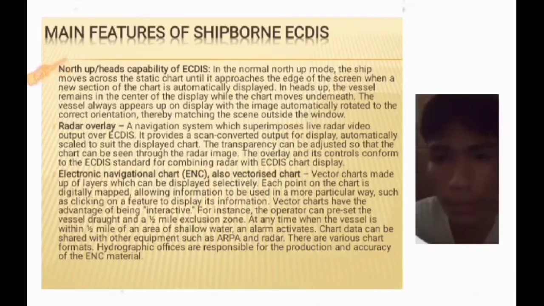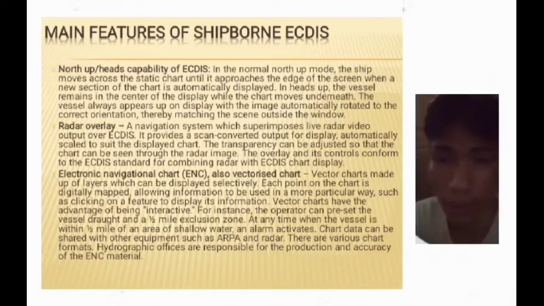I'm about to tackle these main features of shipborne ECDIS. The first one is north up, heads up capability of ECDIS. In the normal north up mode, the ship moves across the static chart until it approaches the edge of the screen, when a new section of the chart is automatically displayed. In heads up, the vessel remains in the center of the display while the chart moves underneath. The view always appears up on display, with the image automatically rotated to the correct orientation, thereby matching the scene outside the window.